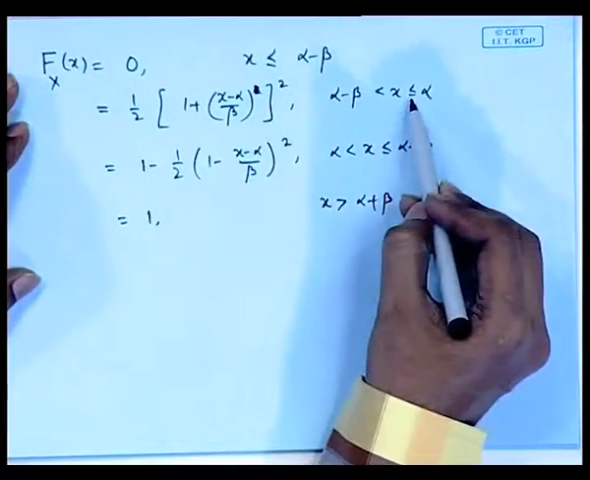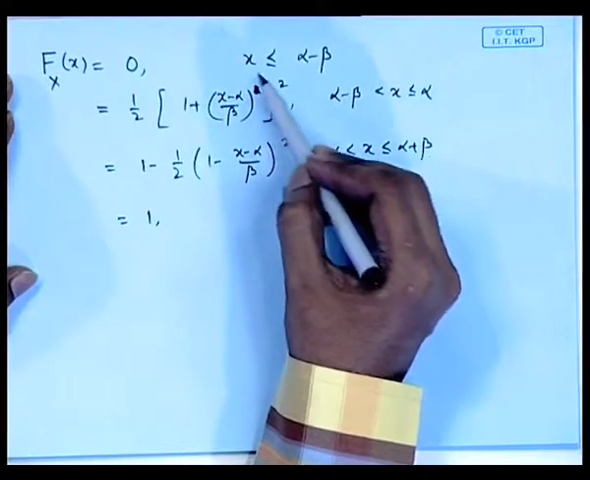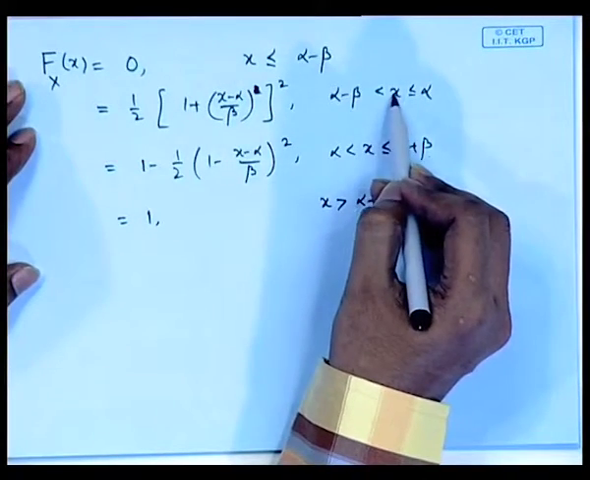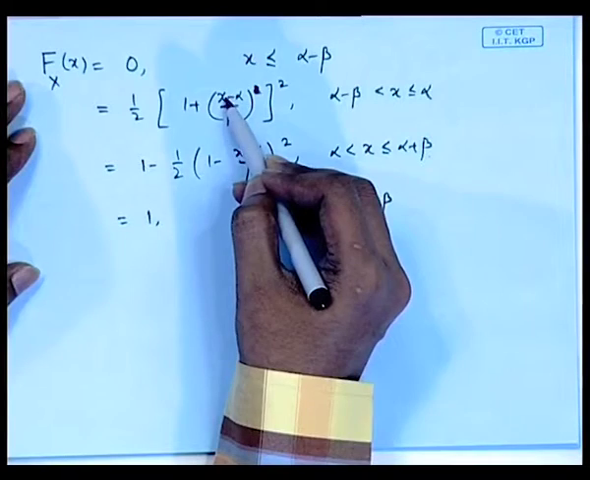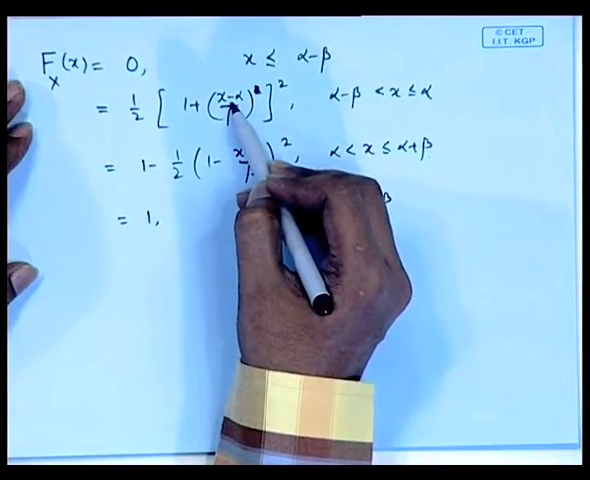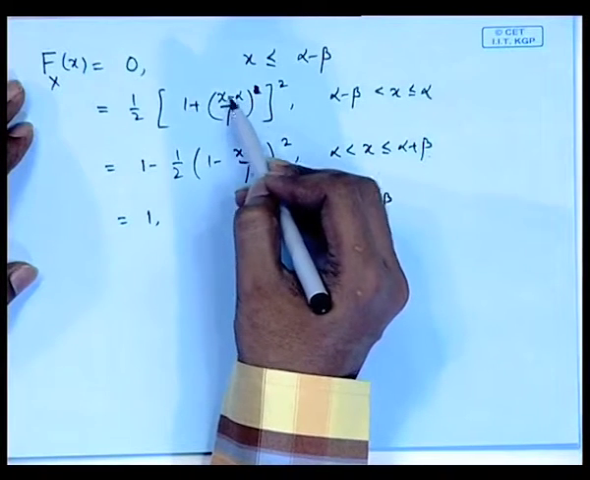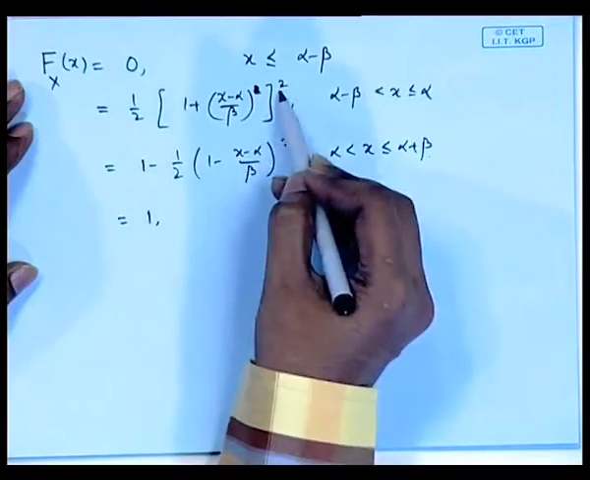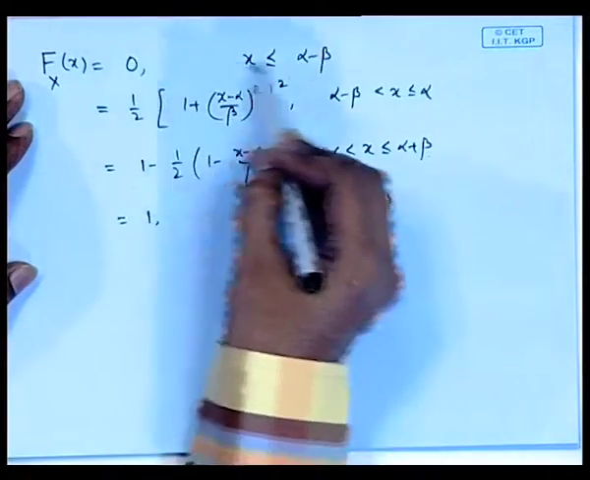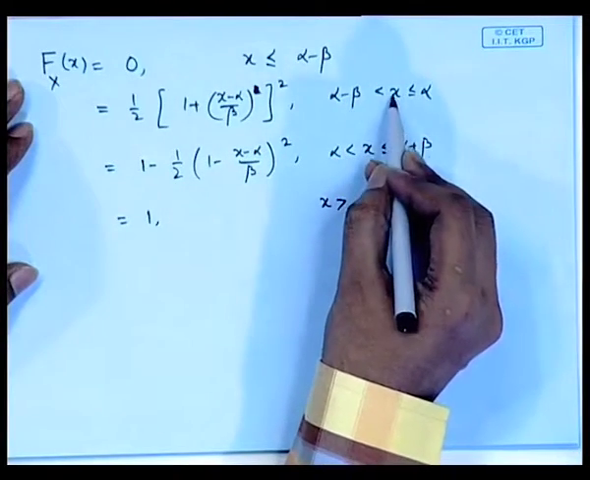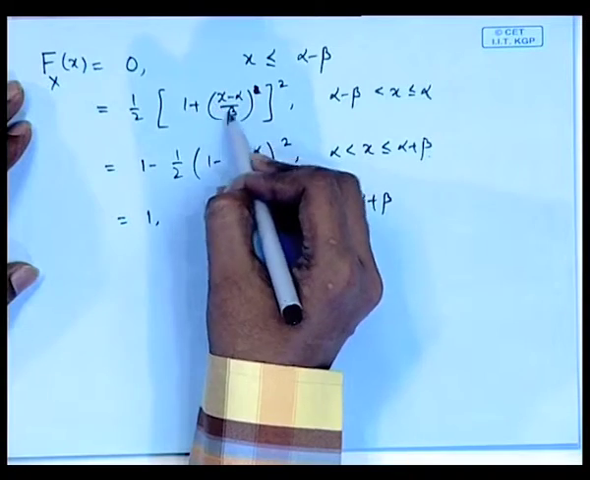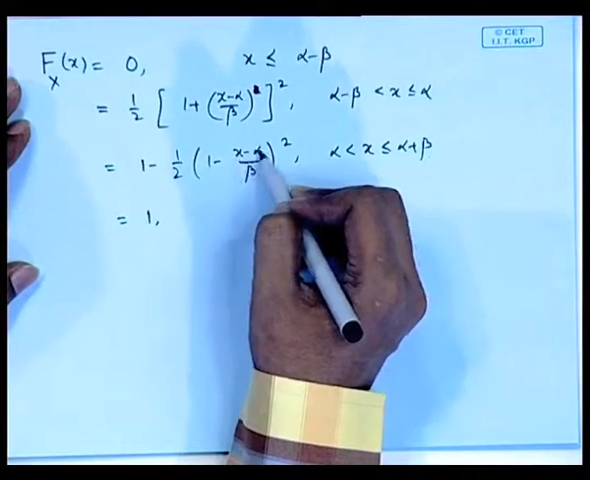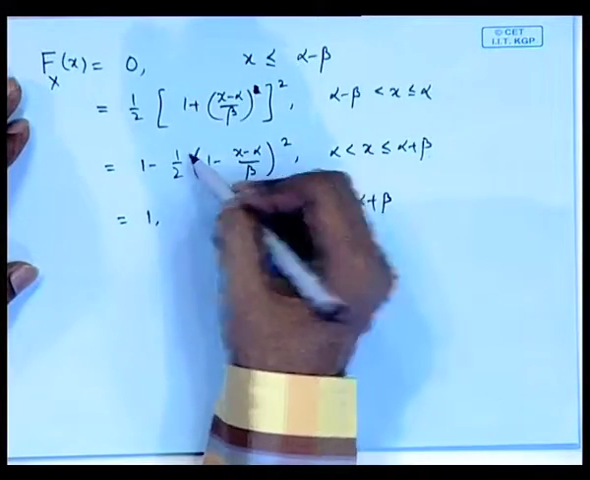As a check, we can see that the values at the end points of each interval match, because the function is continuous. In fact, the function is absolutely continuous. If you look at the value at x equal to alpha minus beta here, minus 1 will come here, so 1 minus 1 becomes 0, which is the same as the value at x equal to alpha minus beta from the left hand side. If we look at the value at x equal to alpha here, this value becomes 0, so you get half here. If we put x equal to alpha here, this is half, so 1 minus half is half. So, the values are matching.